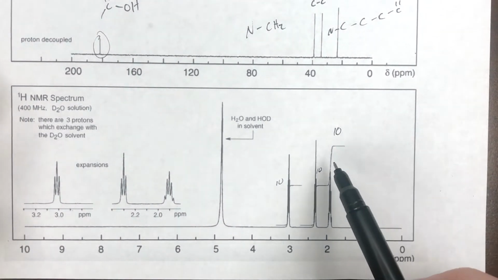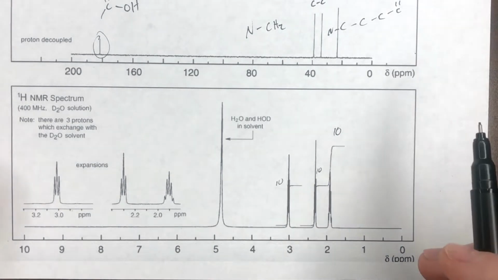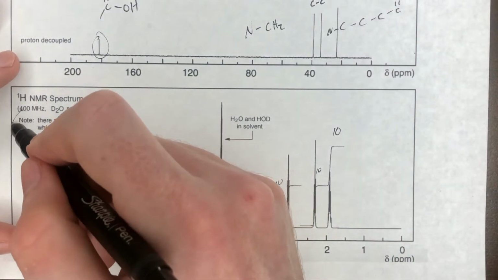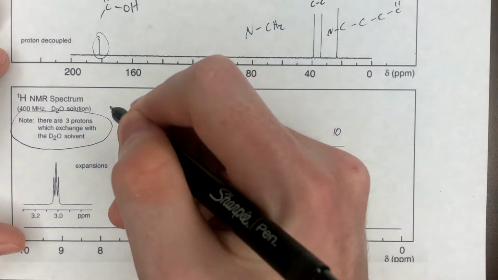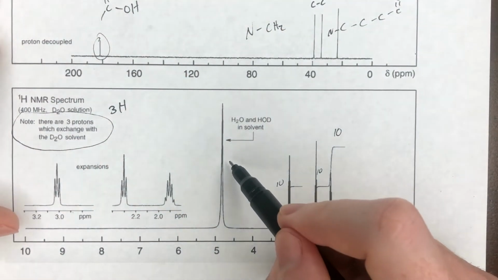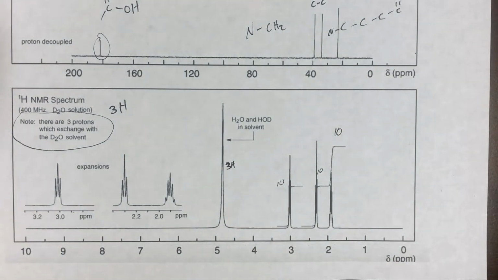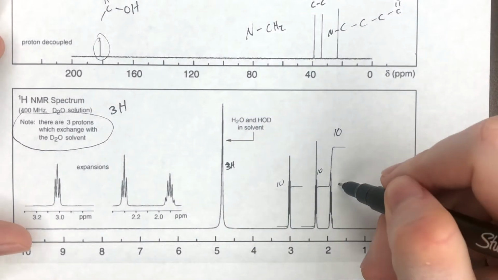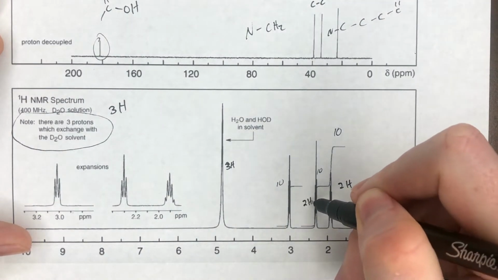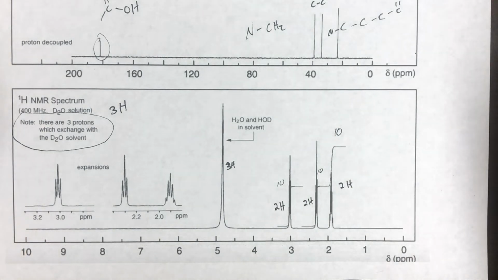We have 3 CH2s. Now you may be wondering, well, if these are 3 CH2s, we had 9 protons to start with, so where are those? This is where you have to keep track. Here they tell us that you have 3 protons that are exchangeable with the solvent that are present here. So therefore, these are 2 hydrogens, 2 hydrogens, and 2 hydrogens. So that's how we do that.